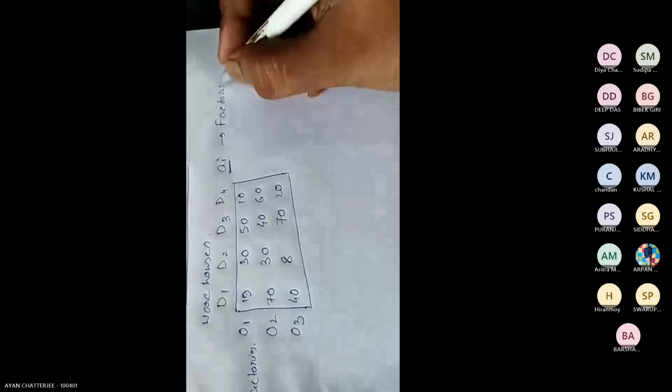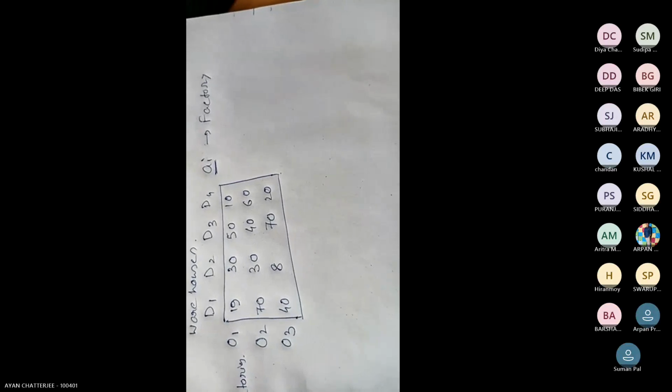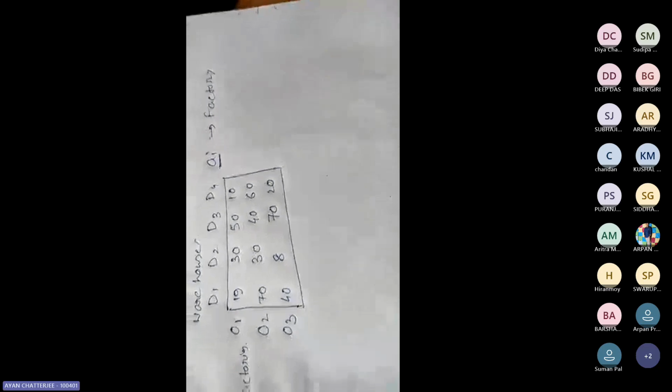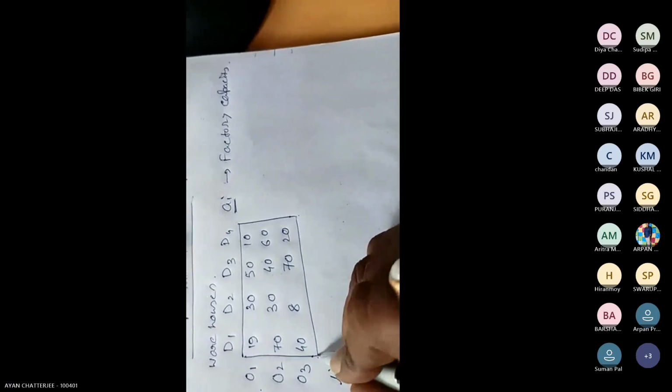This is said to be the factory capacity. So this is said to be the factory capacity, right? And here this b_j is said to be the demands. This type of problem is said to be the transportation problem. So if you look at this problem, what do you have in your hand?